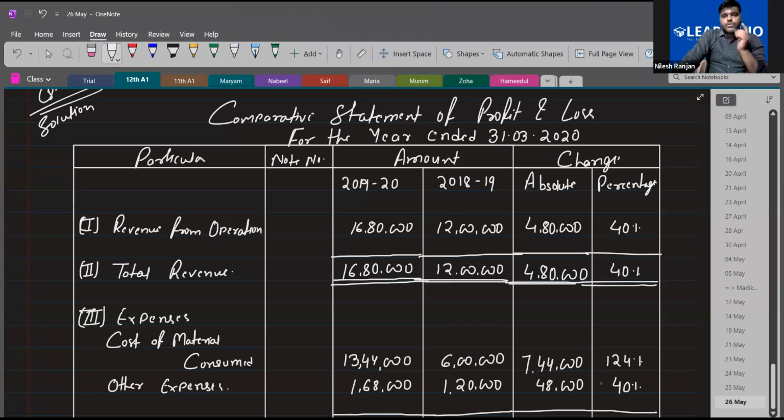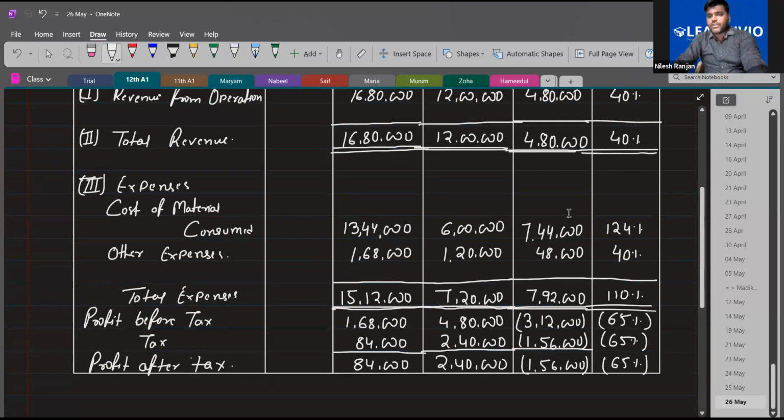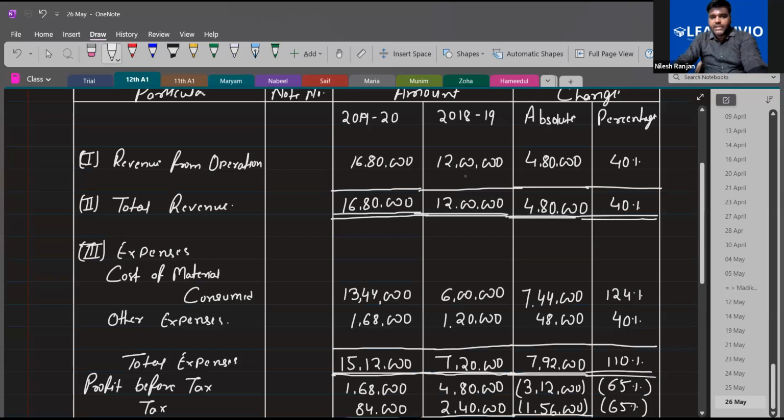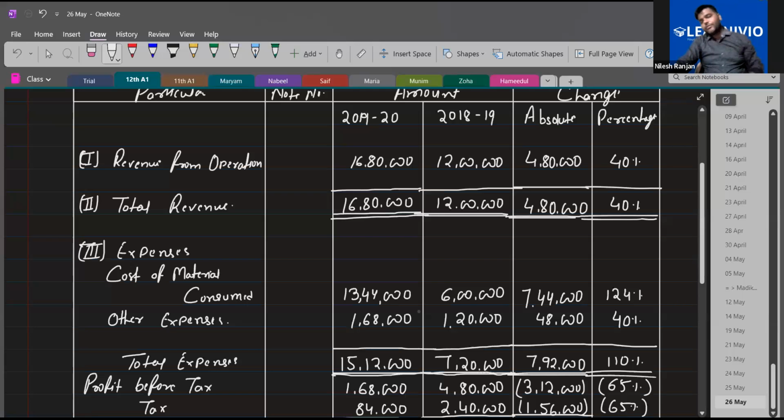Do you have any doubt in this one? Let me explain one more time. First, revenue from operations is given here as 16 lakh 80,000 and 12 lakh. We have calculated this because it is given as a percentage. There is a 200% and a 125% figure. So this is 16 lakh 80,000, and in 2018-19 it is 12 lakh. After this, cost of material consumed is given as 13 lakh 44,000 and 6 lakh.